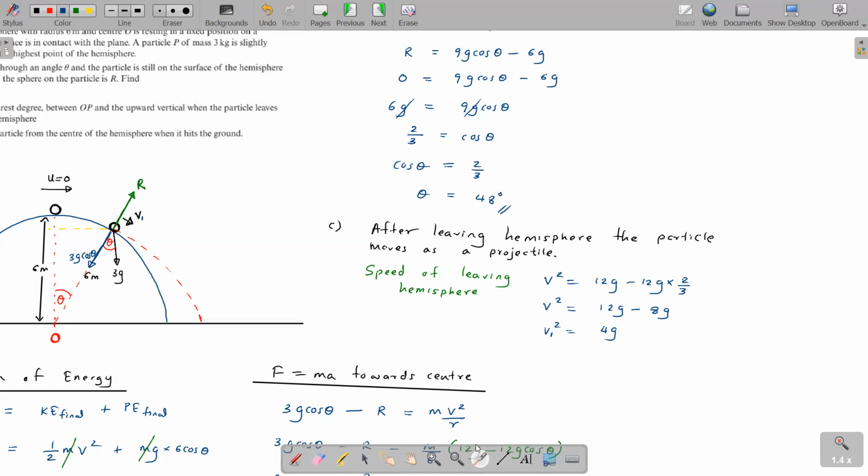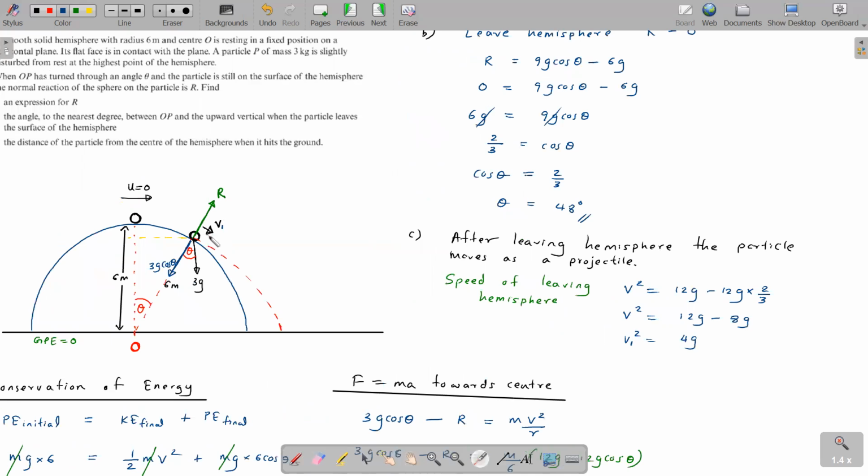All right, so what they are asking you to do is to find the distance of the particle from the center of the hemisphere when it hits the ground. So when the particle comes over here and hits the ground, they want you to find this total distance, D. But this total distance D, you'll have to find. As you can see, we can break it up. You can see that this distance is already known. This is as you can resolve: this is 6, this is theta, so 6 cos theta, this is 6 sin theta.